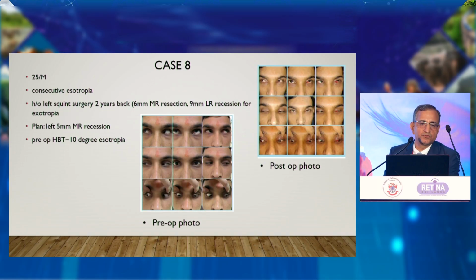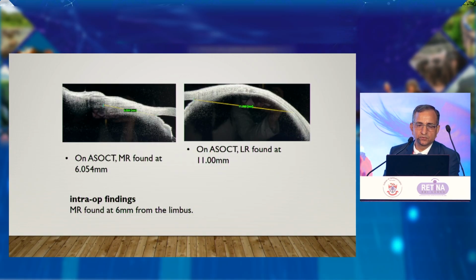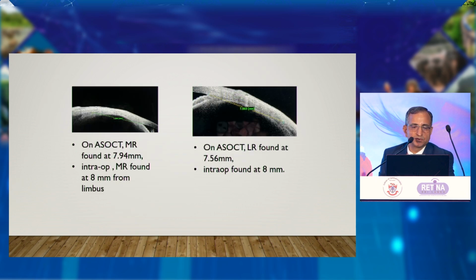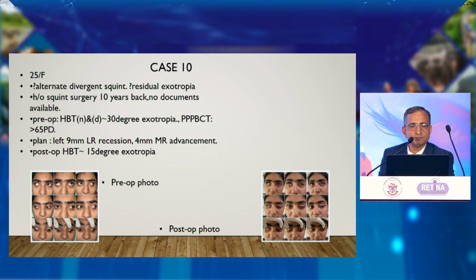This is another case of consecutive esotropia with preoperative and postoperative photographs, and these are AS-OCT findings where the medial rectus was found at around 6.05 mm, and intra-op it was found around 6 mm from the limbus. On AS-OCT the lateral rectus was found at around 11 mm. This is another case of consecutive esotropia with preoperative and postoperative photographs. These are the AS-OCT findings of the medial and lateral rectus.